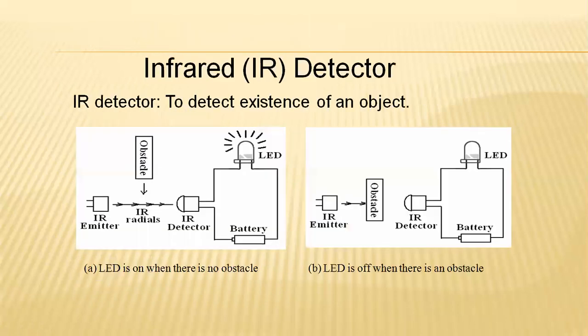This is the infrared trace detector. When the IR emitter passes IR radiation, the IR will be detected, and there will be a battery connected to it. If an obstacle has been identified, the LED light will be lit. Or else, if there is no obstacle behind it, the LED will not be lit. So that is the situation.